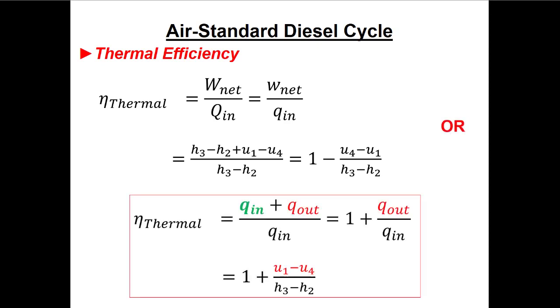Or I can write this down as Q in plus Q out over Q in, which is equal to 1 plus Q out over Q in, recognizing that Q out is negative, and unsurprisingly, I get the same equation. It shouldn't matter which way you derive your thermal efficiency, you should get to the same answer.